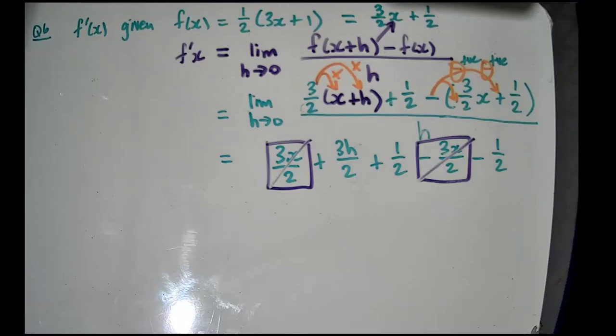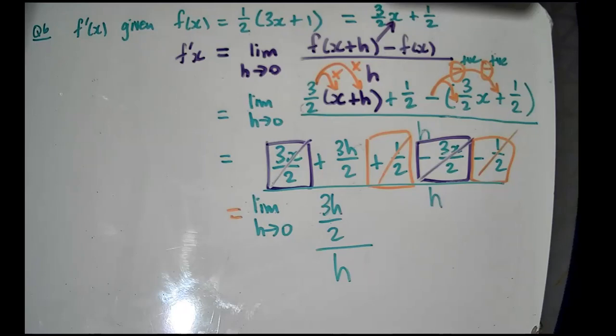But we can see we have like terms. Those two are going to cancel each other, and those two are going to cancel each other. They have the exact same values with opposite signs. So the only thing remaining there is 3h over 2, which is over h, right?